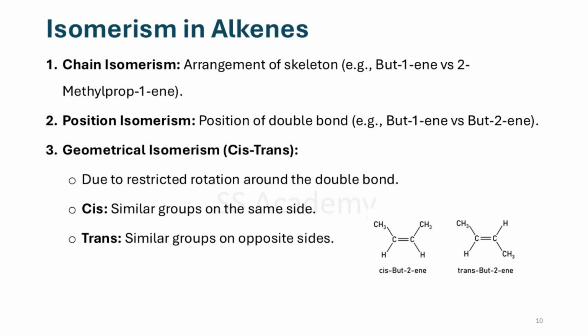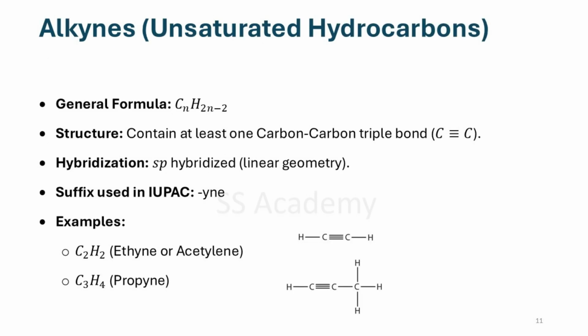Alkenes are even more diverse than alkanes. They show chain and position isomerism, but they also show geometrical isomerism. Because double bonds can't rotate, the groups get locked in place. If similar groups are on the same side, it is cis isomerism. If they are on opposite sides, it is trans. The example is given in the slide. This tiny difference can change the molecule's entire physical and chemical properties.